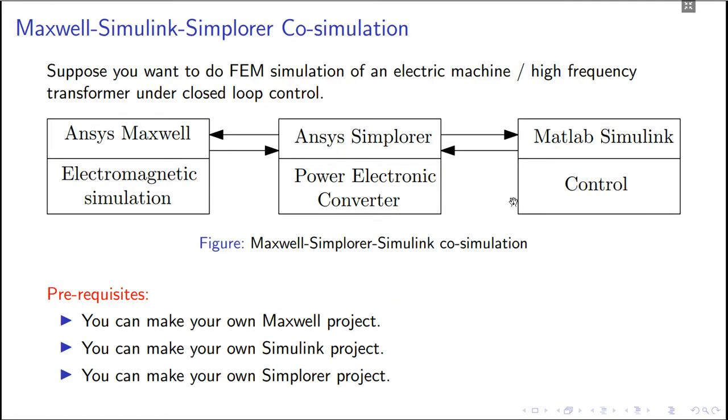So here's a small motivation behind this video. Why we need a co-simulation. When we need to do an electromagnetic simulation in a closed loop control, we need to have three modules for the simulation. Now, Ansys Simplorer can also employ some control, but Matlab Simulink is much better and user friendly. So that is why this video.